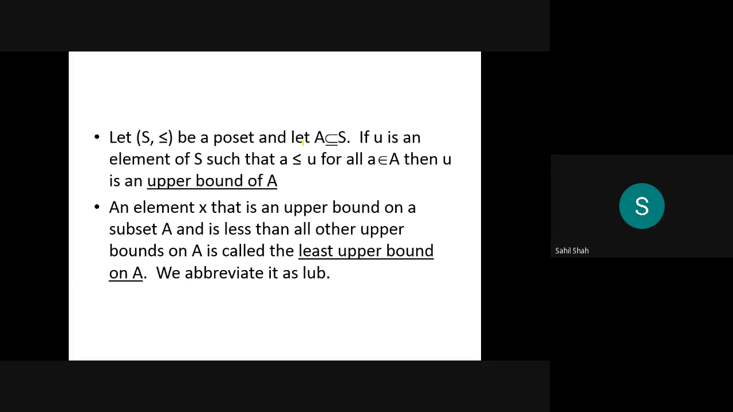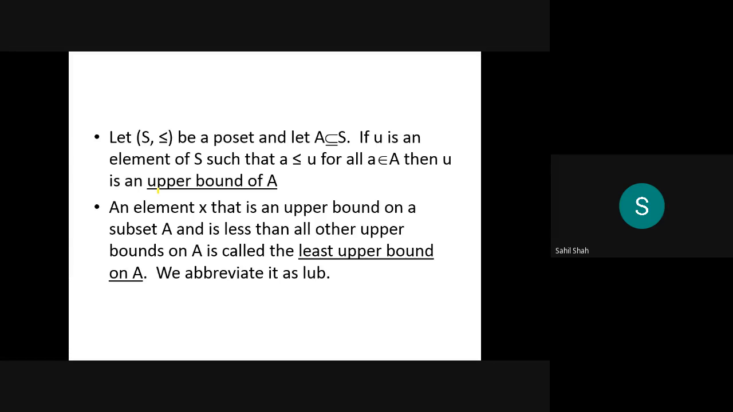Now be very careful about these definitions. These will help you to solve all your further problems. So let (S, ≤) be a poset, and let A be a subset of S. If u is an element of S such that a ≤ u for all a belonging to A, then we would say u is an upper bound of A.